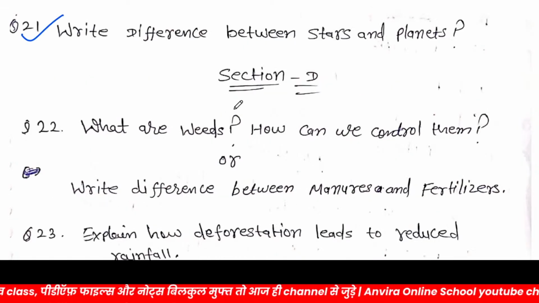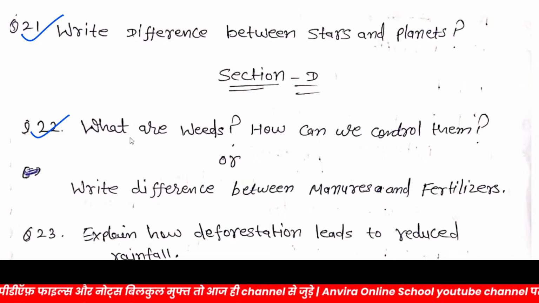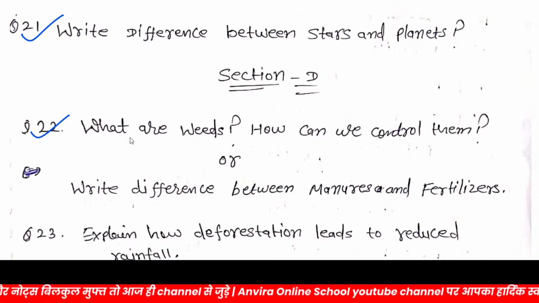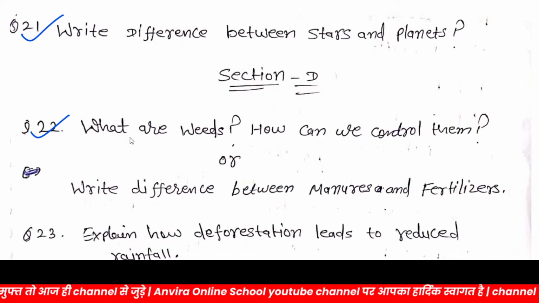Next, what are weeds? How can we control them? Weeds are unwanted plants which grow naturally with the main crop. We can control them by applying chemical substances called weedicides like DDT, 2,4-D, etc.